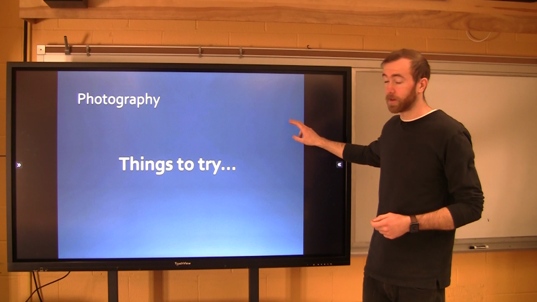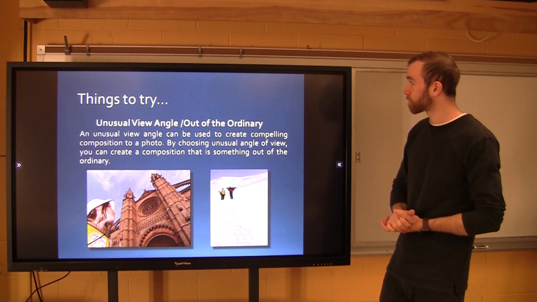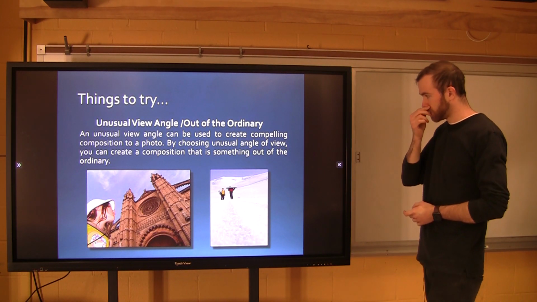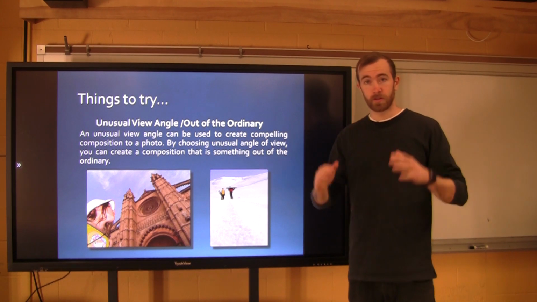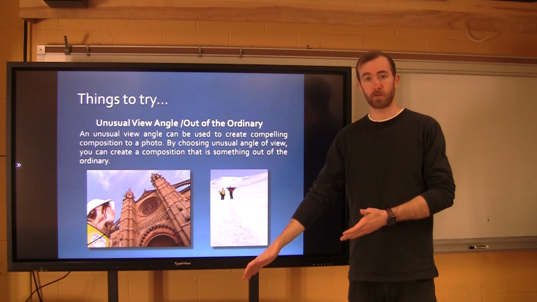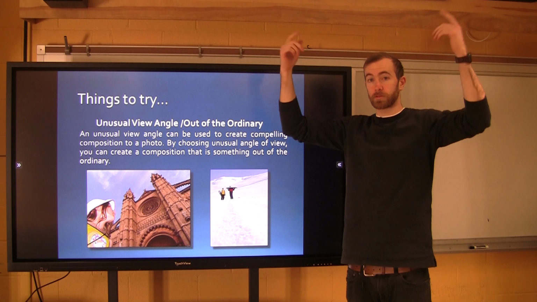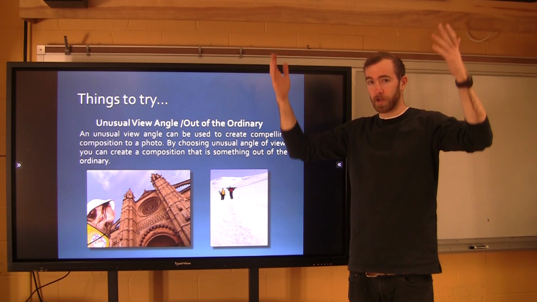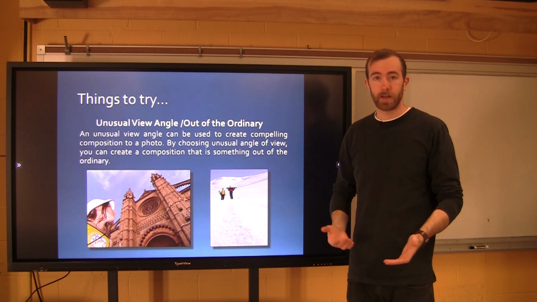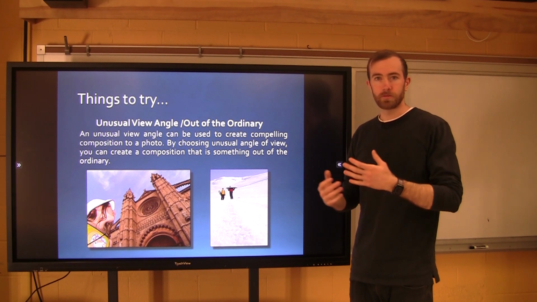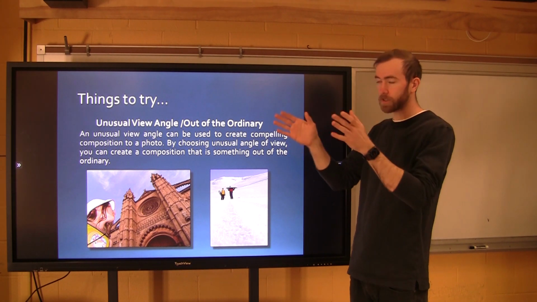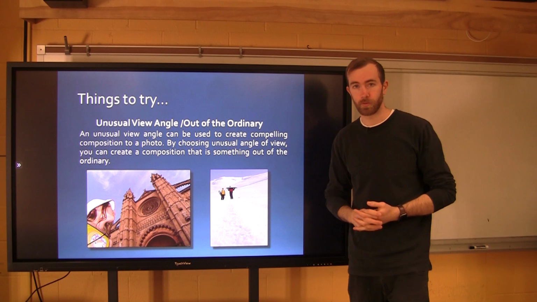Here's some things to try as you start to take some pictures. Unusual viewing angle. Lay down on the ground. Take a photo from there. Stand up on top of a ladder. Take a photo from there. Try different angles that you wouldn't normally be in, you wouldn't normally see a subject from, to take some of your photos.